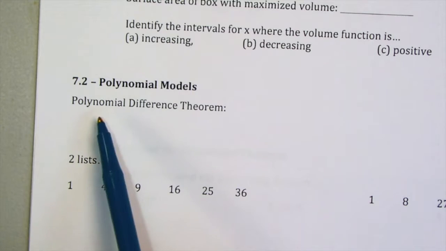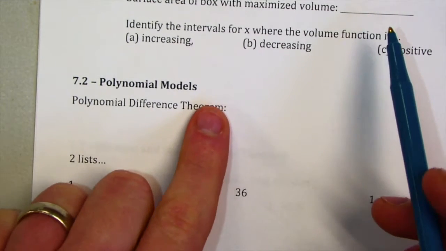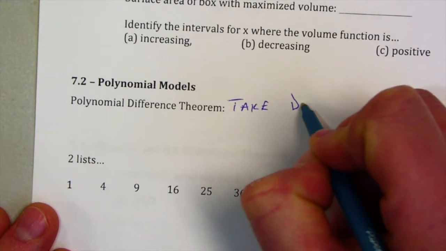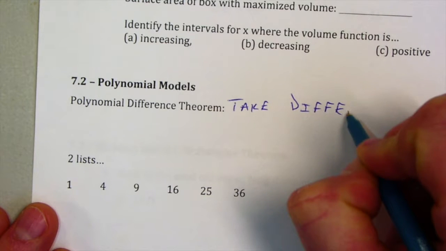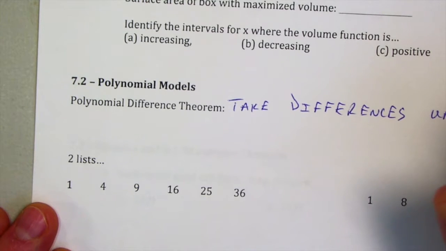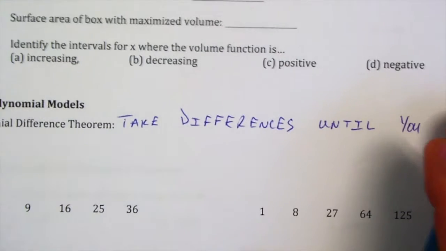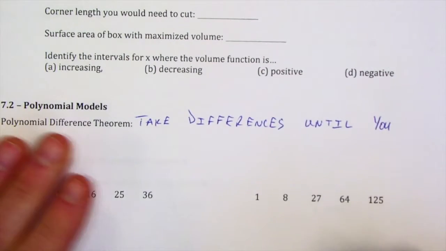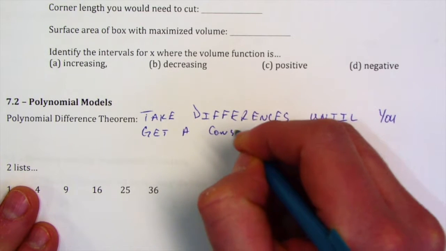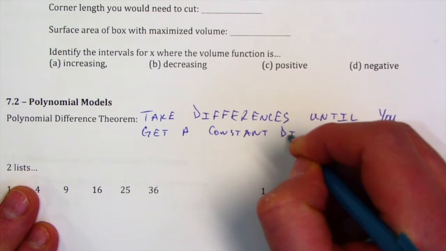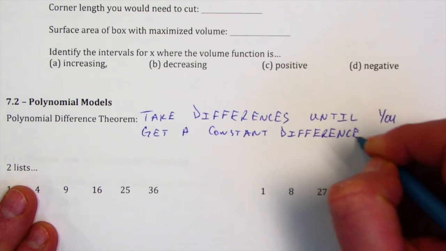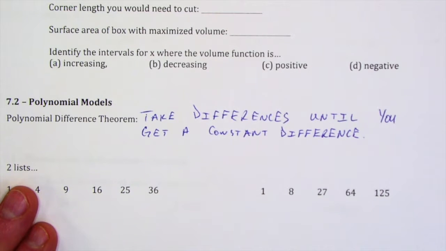Someone discovered once upon a time something called the polynomial difference theorem. Here's how the polynomial difference theorem works. You take differences until you get a constant difference. We'll talk about what that means in just a second. So you're going to take differences until you get a constant difference.